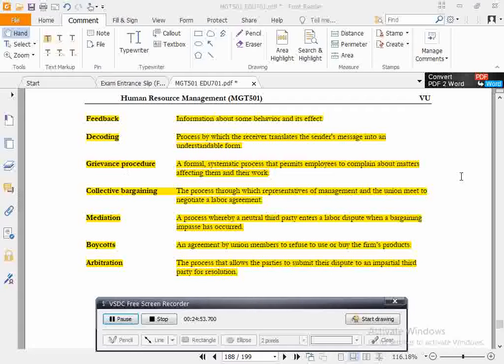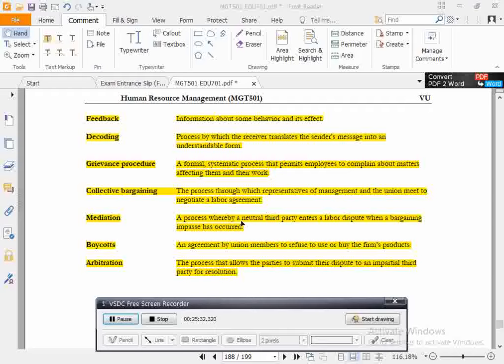Grievance procedure, a formal, systematic process that permits employees to complain about matters affecting them and their work. Collective bargaining, the process through which representatives of management and the union meet to negotiate a labor agreement.